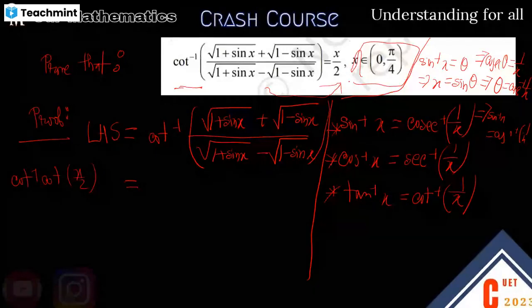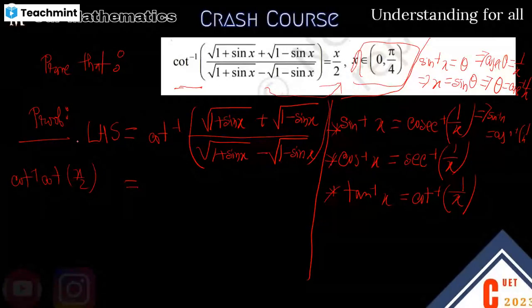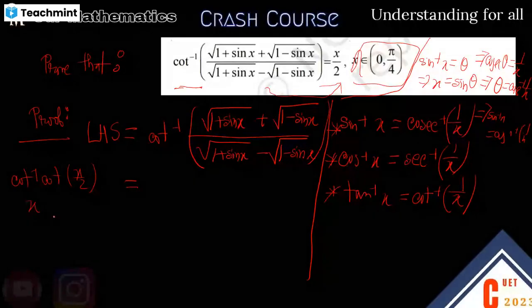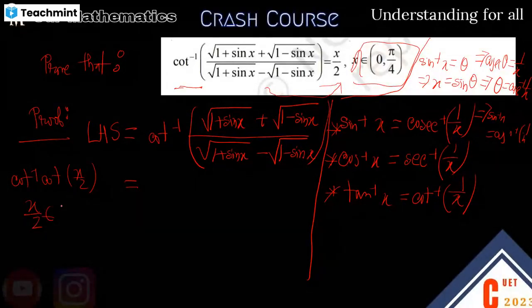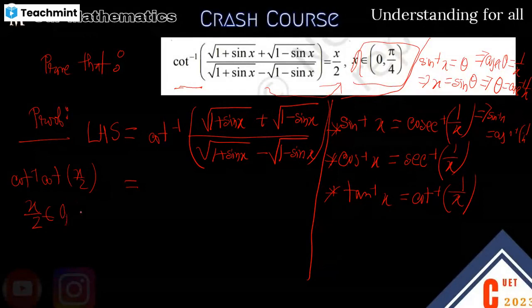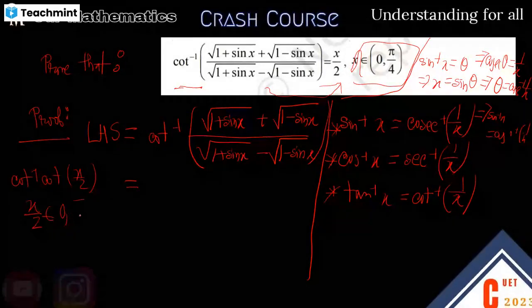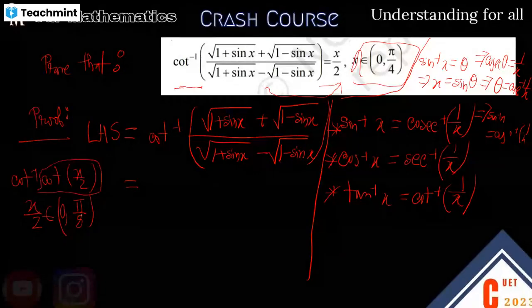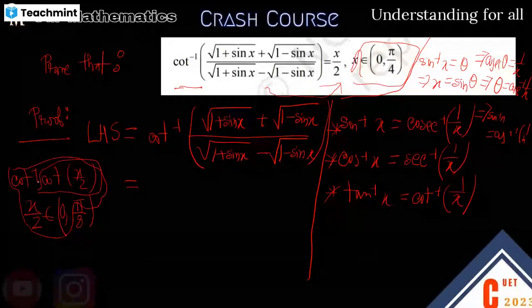Because x belongs to 0 comma pi by 4. That means x by 2 belongs to 0 comma pi by 8, which is within the domain of cot, right? Which is the domain of cot. It is 0 comma pi, minus pi by 2. That means we will try to make this cot inverse cot x by 2.